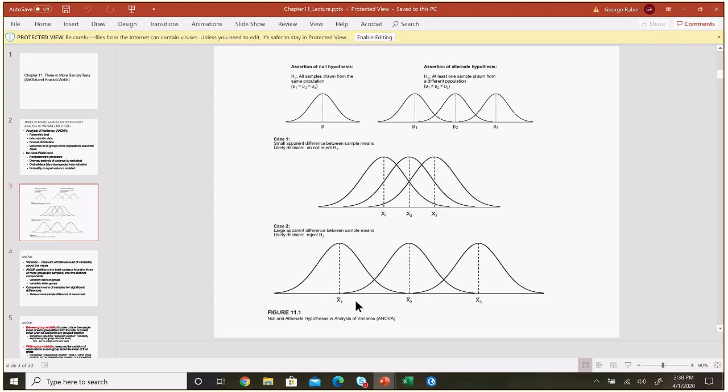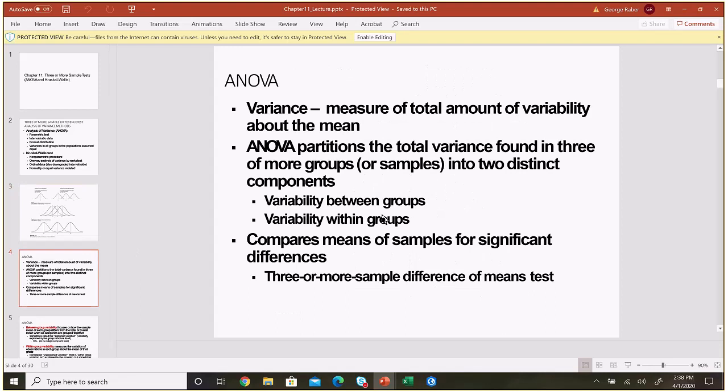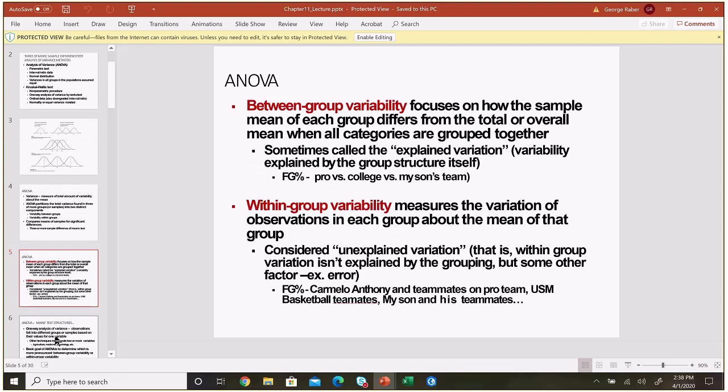So in other words, the variation within this group goes from here to here, and from here to here, and here to here for group 3. So we're going to look at the ratio of within group variation to between group variation. All right, and it compares those differences. So another way to think about this, between group variability focuses on how the sample mean of each group differs from the total or overall mean.